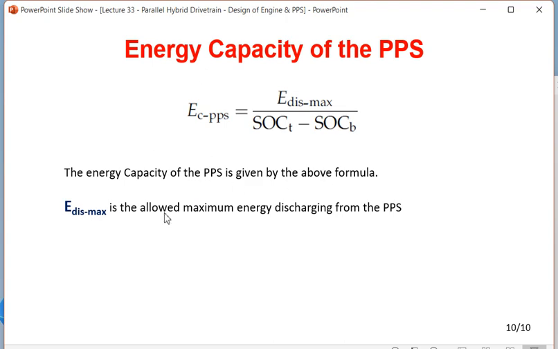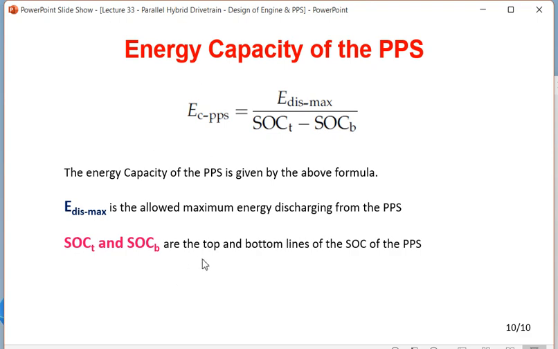E_dis,max is the allowed maximum energy discharged from the PPS. Generally, if you say E_dis,max at 70%, it should stop. In that case, for 70% discharge, we should know how much energy is taken out from the PPS, and we have to write that in the numerator of the formula. SOC_T and SOC_B are the top and bottom lines of SOC of the PPS. SOC_T is generally 100%, that is 1, and SOC_B is 70%, that is 0.7. So SOC_T minus SOC_B will be 0.3.